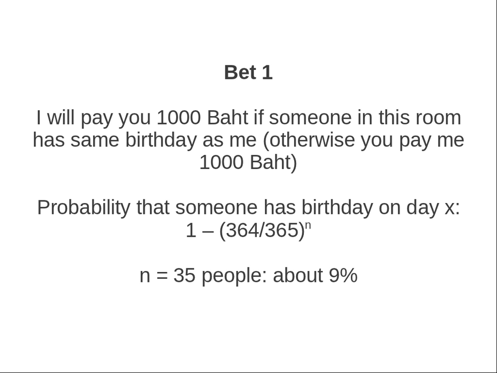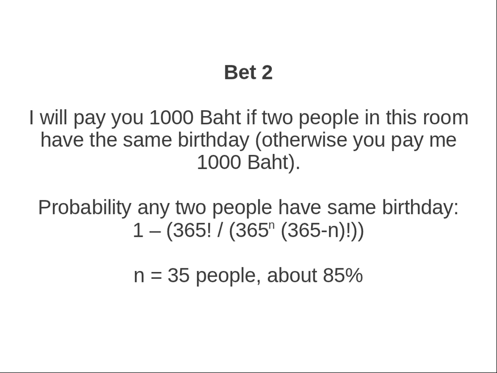So you should not take the bet, because there's a 9% chance that someone has the same birthday as me. There's a 91% chance that you lose the bet. That's if there are 35 people in the group. More people, that will go up. Bet 2, you can do a similar analysis.